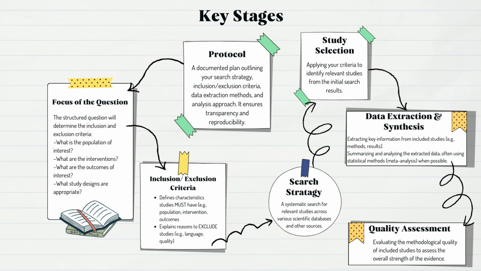Then we move on to the data extraction process. This involves carefully sifting through each chosen study and extracting key information relevant to your question. For the PUMA project, this included details about the treatment being studied, the study methodology, and participant outcomes. By thoroughly extracting data, you build a comprehensive picture of the evidence on your chosen topic. Lastly, we conduct a quality check to make sure the studies that we include are reliable and well done.